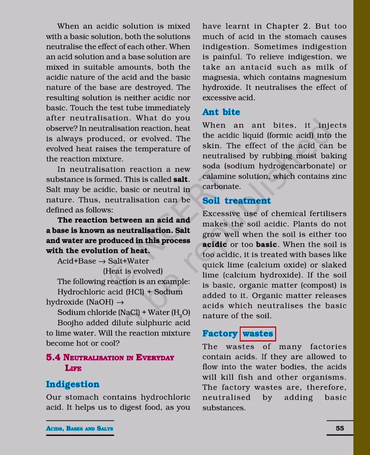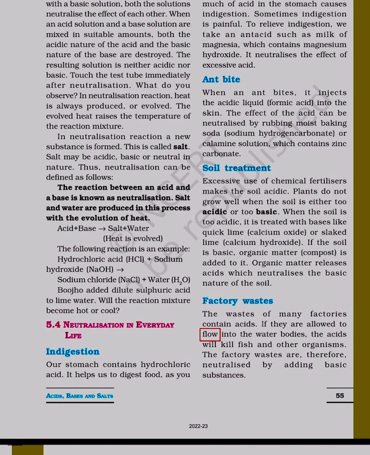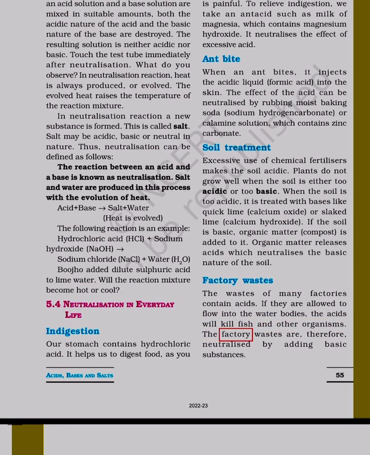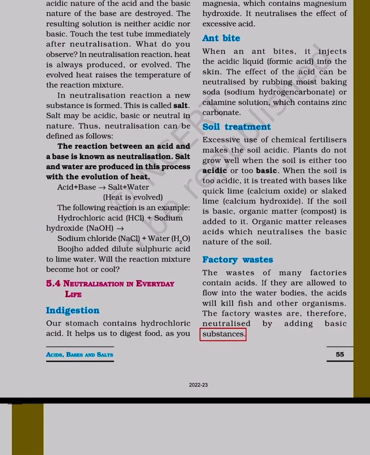Factory wastes. The wastes of many factories contain acids. If they are allowed to flow into the water bodies, the acids will kill fish and other organisms. The factory wastes are, therefore, neutralized by adding basic substances.